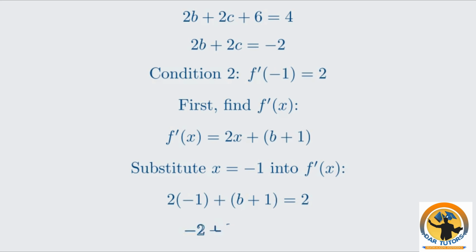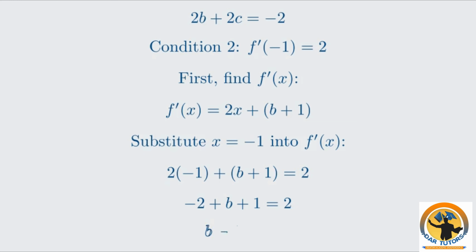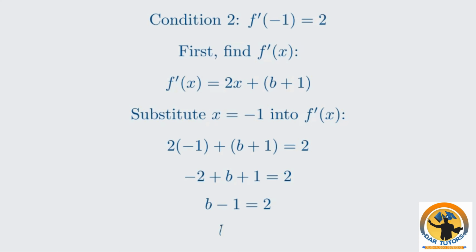Simplifying this equation, we get negative 2 plus b plus 1 equals 2. This simplifies to b minus 1 equals 2. Adding 1 to both sides, we find that b equals 3. We have found b. Now we can find c by substituting b equals 3 into our first equation.